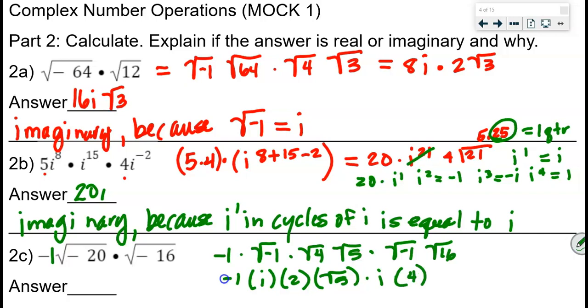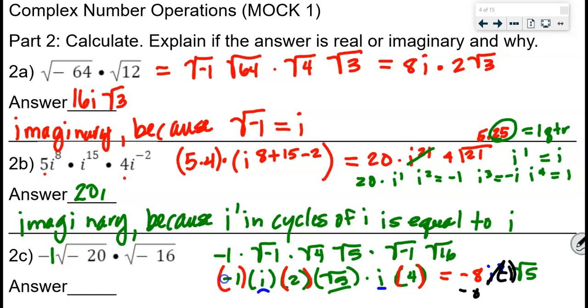Okay, so we're going to take this negative 1, the 2, and the 4, and I'm going to multiply those. So that's going to be negative 8, right? Then we've got our i times our i, so that's going to give us an i squared. And then we still have our square root of negative 5. Y'all see that? Okay. So hopefully everybody knows that i squared is negative 1, right? So this is going to become a negative 1.